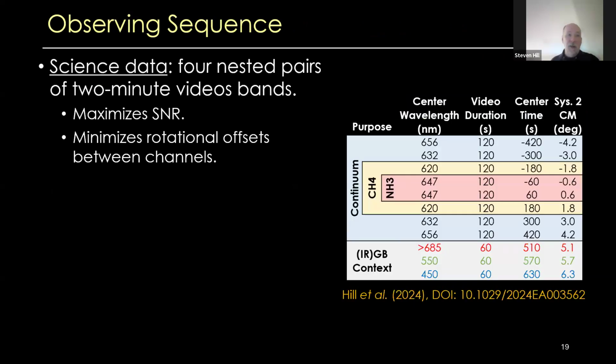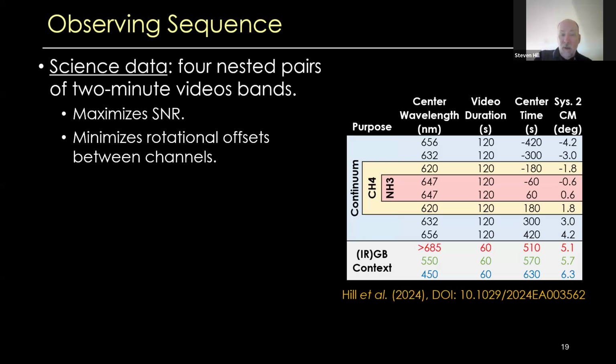So what does an observing sequence look like? Well, on the top there, in the blue, you can see that I'm nesting the images that are the science data. I take the continuum images both before and after the in-band images, and then I take a methane in-band image before and after the ammonia images, and then I take the ammonia images centered.